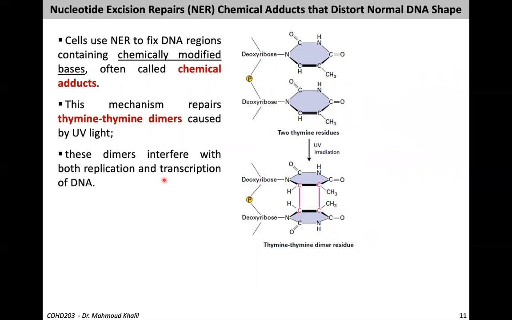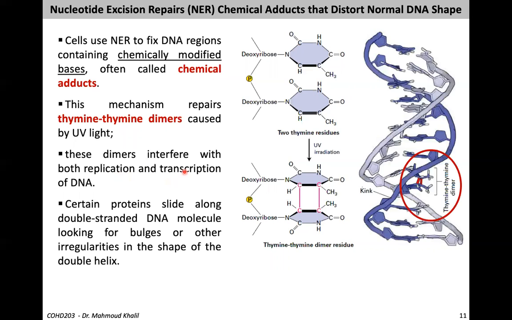These dimers have a critical impact on the replication and transcription of DNA. It will halt these processes. Looking into the DNA structure, you can see how the adduct will lead to bulging of the DNA, as you can see here. So there is another set of proteins. These proteins patrol and slide along the double-stranded DNA looking for bulges or other irregularities to send the signal for NER to work and repair these adducts.